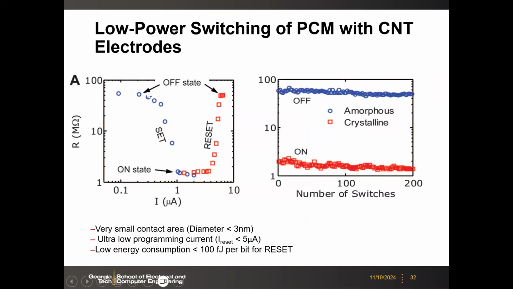So here, this is the programming curve, and they also demonstrate some endurance up to 100 cycles. Of course, it's not very reliable, but it works functionally, right? So then the current is small, less than a few micron, and therefore the read power is less than 100 femtojoule, which is good.